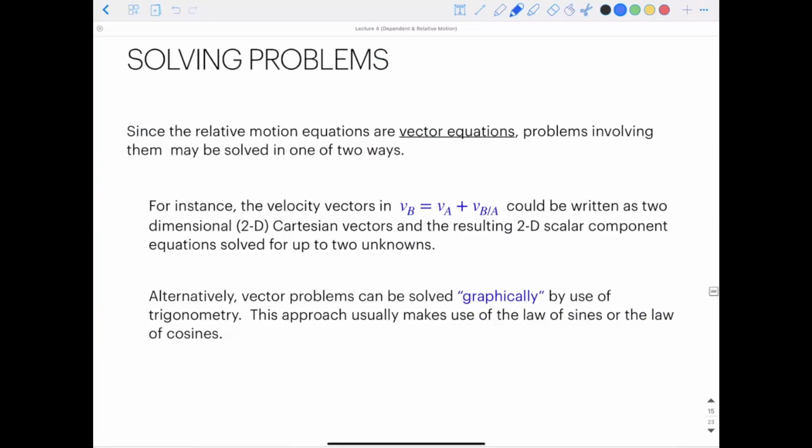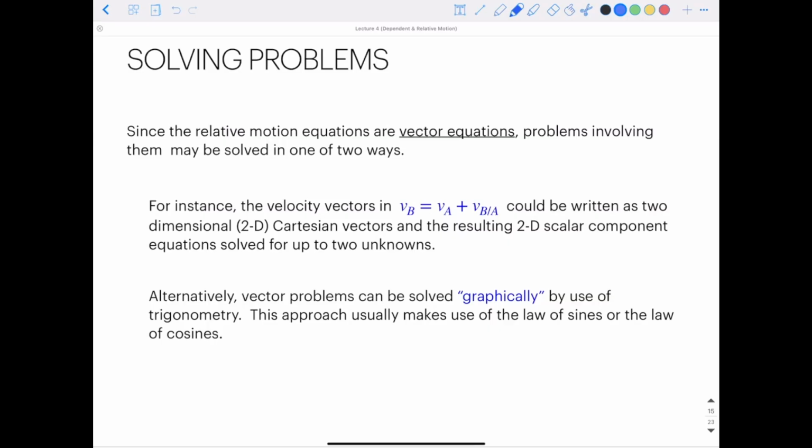So if we're going to solve problems that have relative motion, we typically need to find the equations as vector equations. Once you have them in vector form, you can solve them in one of two ways. If they're written in Cartesian vectors, you can just add or subtract the components and solve for any unknowns. Or you can draw those vectors and solve the problem graphically using trigonometry. Then usually you have to make use of the laws of sines and cosines to actually solve those problems.